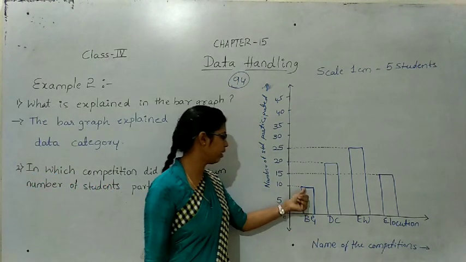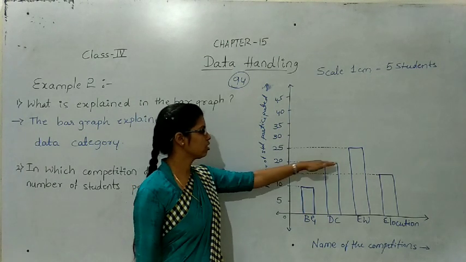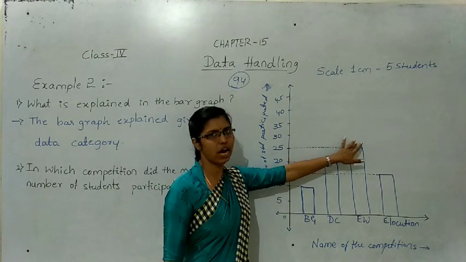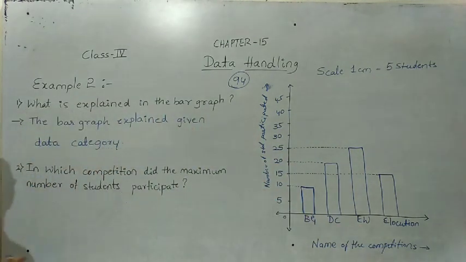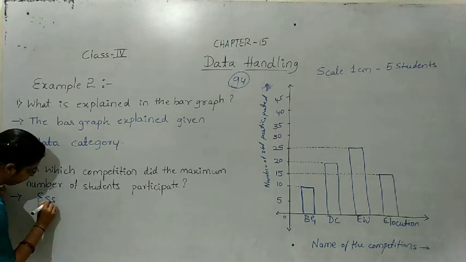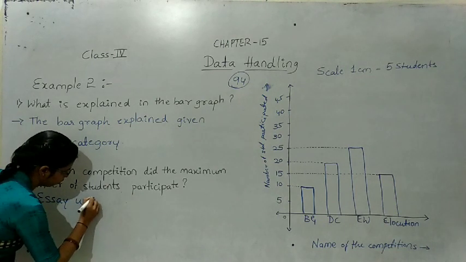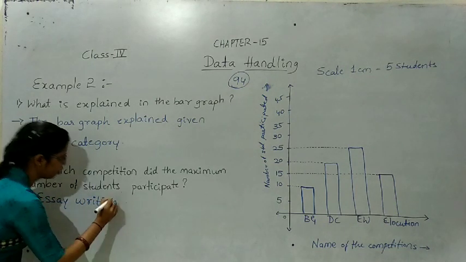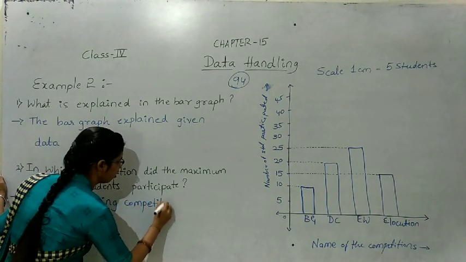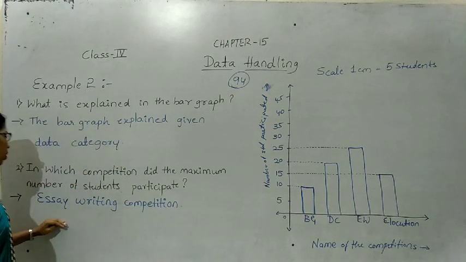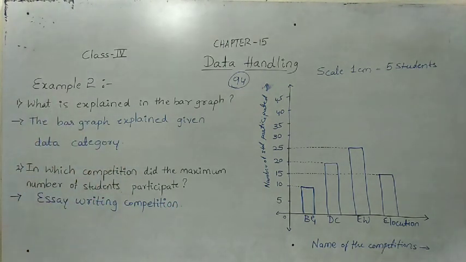Maximum number. See, debate 10. The bar is less. This is 20. This is 25. The highest one is 25. That is essay writing. The answer for that is essay writing competition. In the essay writing competition, the maximum number of students participated.